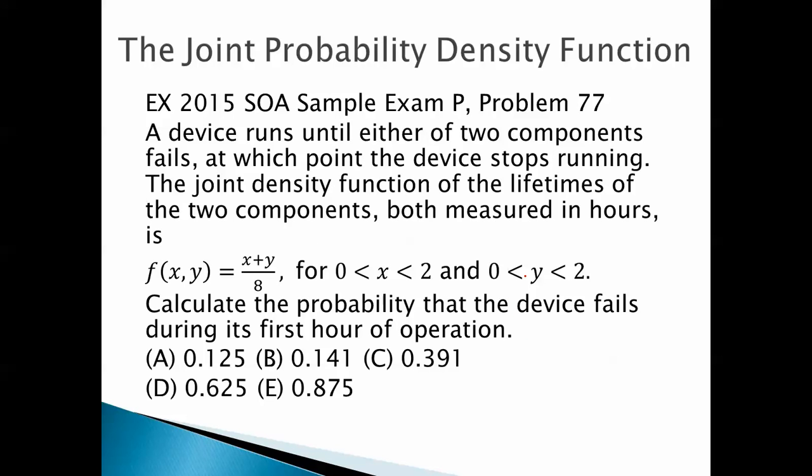Now, let's get back to that Society of Actuaries problem. A device runs until either of two components fails, at which point the device stops running. The joint density function of the lifetimes of the two components, both measured in hours, is f of xy equals x plus y over 8 for x between 0 and 2 and y between 0 and 2. Calculate the probability that the device fails during its first hour of observation, or first hour of operation, I should say.